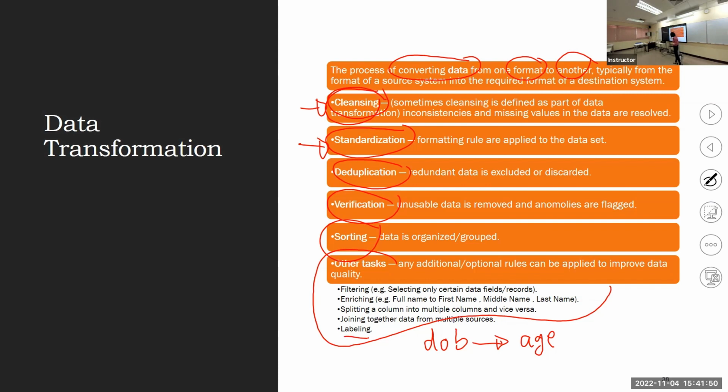Either labeling, merging data from multiple sources, splitting data from one attribute, one variable, into two or more, or merging multiple variables into a single one, also possible. Splitting could be something like, suppose you have an address that includes everything, right? But perhaps it makes more sense to use just the country or the city because it can really be a kind of profiling or a way to segment your data better.